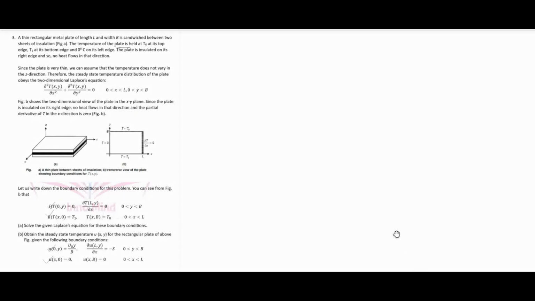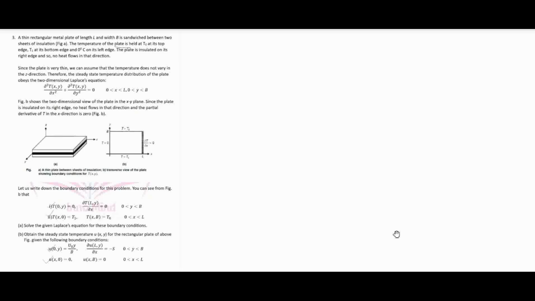So this lecture is going to be a continuation of the previous lecture, lecture number 4, where we discussed Laplace's equation for the steady state temperature distribution of a given plate, which is sandwiched between two insulating layers. So this is a continuation of that lecture.